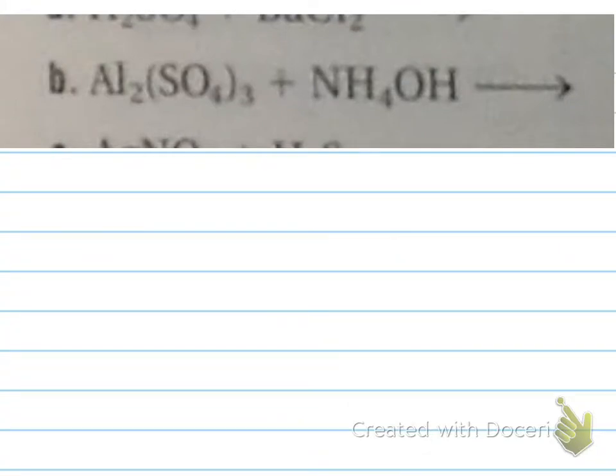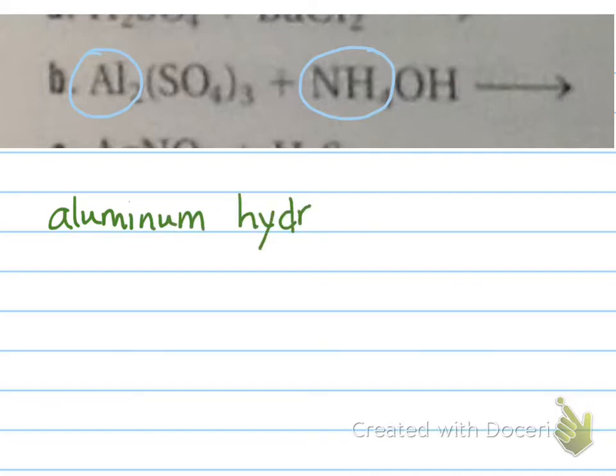For letter B, again, who is swapping here, because this is a double replacement? The aluminum and the ammonium. So my products are, I have aluminum with hydroxide, and I have ammonium with sulfate.